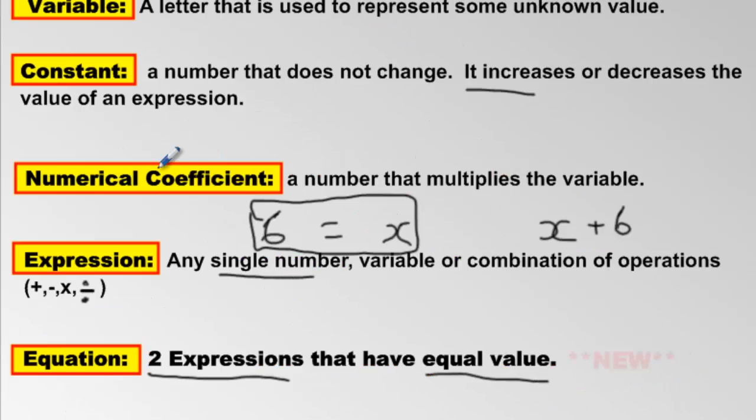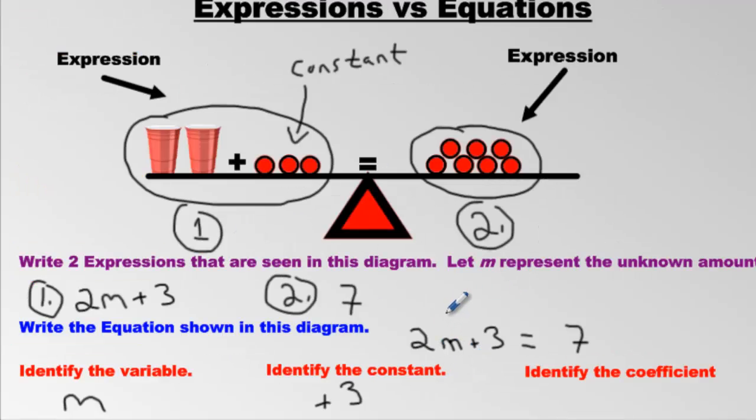Identify the coefficient. Coefficient, where is it? Here it is. It's the number that multiplies the variable. Where's the variable? That's the variable. What's multiplying it? Mr. M, I don't see a times sign. Remember, we don't see times signs anymore. It's whatever is beside that variable. It's the 2. So that is the coefficient. It's a 2.